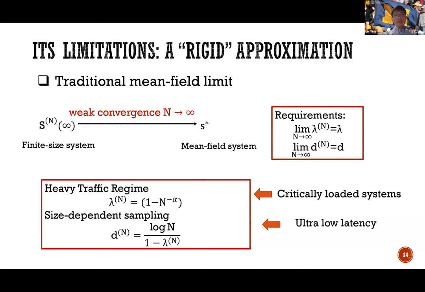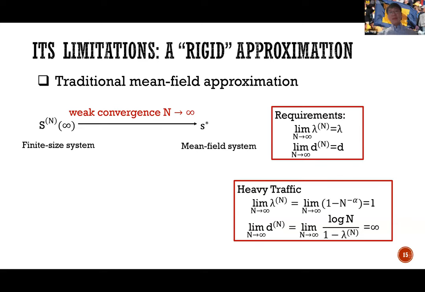In that case, the sampling complexity D has to depend on the size of the system as well, right? For example, we want to choose D equal to log N over 1 minus lambda, to make the delay small, close to the joint shortest queue. But in that case, if I let N go to infinity, then lambda becomes 1, and Dn becomes infinity.